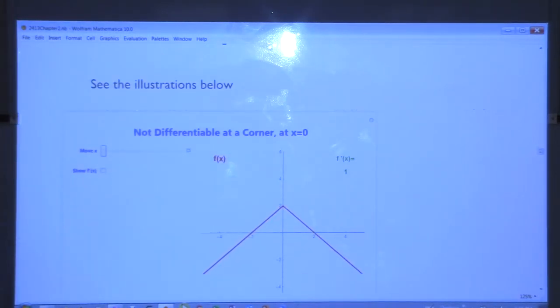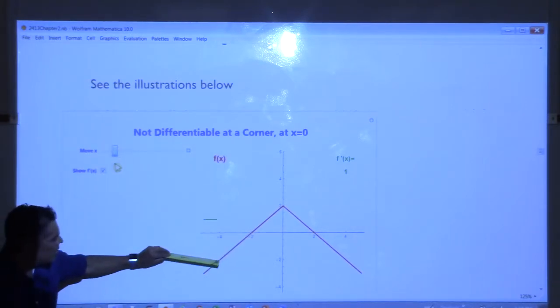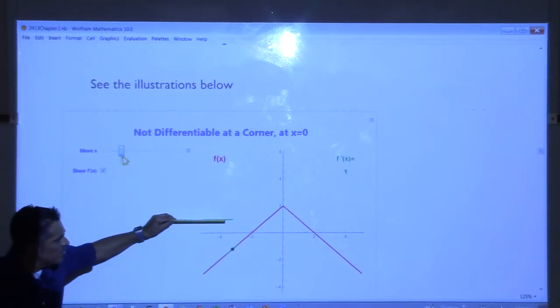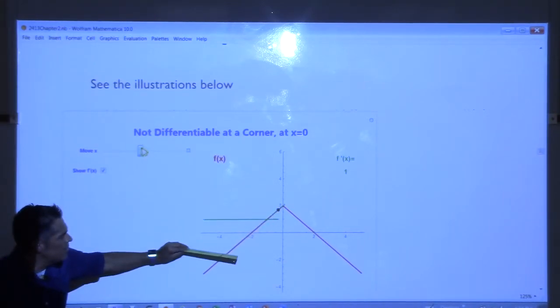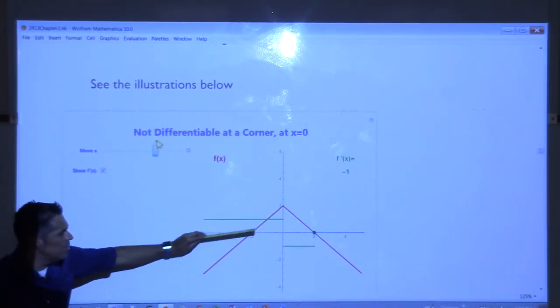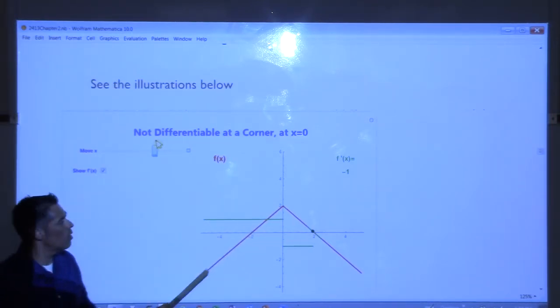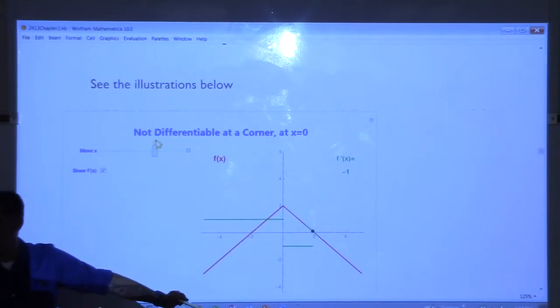Okay, so there's an example of a corner. If I show you what the derivative is, if I'm moving along and graphing the derivative, it's being held constant, right? And then what happens when I get to the corner here? Boom, all of a sudden it jumps, right? So at the corner, our derivative jumps. So anywhere where our function has a corner, we don't have a derivative existing there.